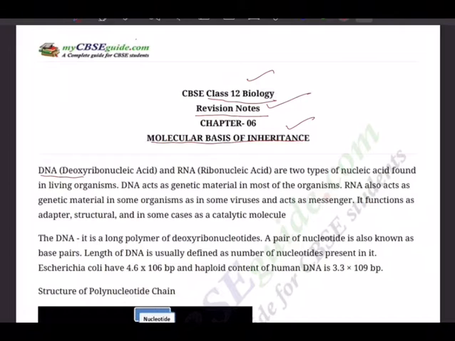DNA. So the molecular basis of inheritance. What are the two molecules that help in our inheritance, the transfer of characters from parents to offsprings? So two molecules we are referring to. One is DNA, another is RNA.